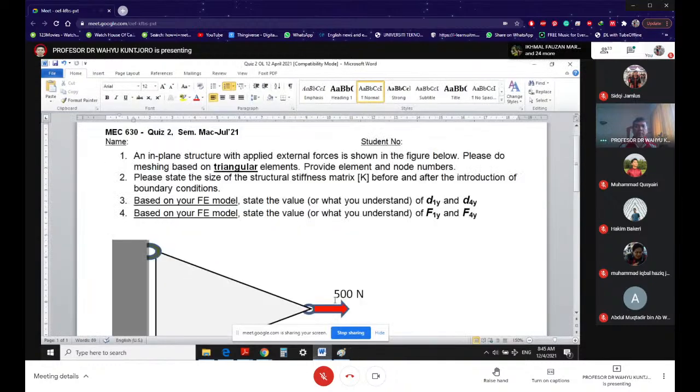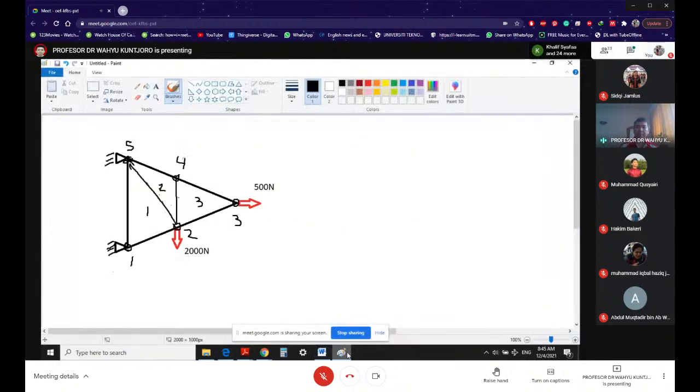Okay, the size of your structural stiffness matrix before and after you introduce the boundary condition. Okay, so the size of your structural stiffness matrix K, that's going to be 10 by 10. The reason is because in this model, you have 5 nodes, 1, 2, 3, 4, 5. And for every node, you got 2 degrees of freedom, and that means it is becoming 10 by 10.